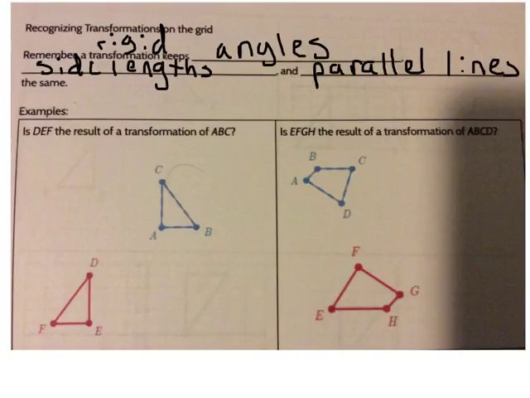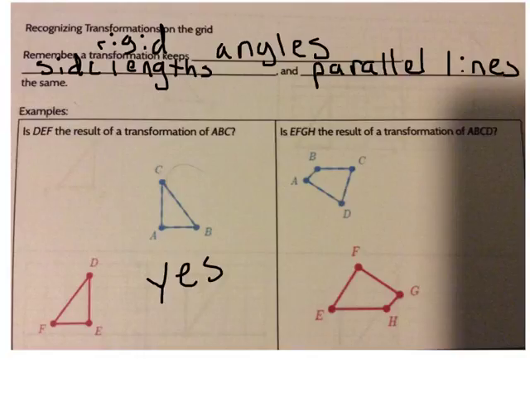So, for a shape to have been rotated, reflected, or translated, it has to have the same angles and the same side lengths. Let's look at the two examples. Is triangle DEF the result of a rigid transformation of triangle ABC? Yes, the side lengths are the same. The angles are the same. So, DEF is the result of a rigid transformation.